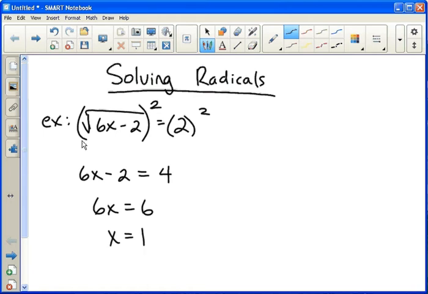Now one thing you want to do is make sure your answer works, because you cannot take the square root of negative numbers. So it's good to double check. Take this x equals 1, and I'm going to plug it back in the square root part. And I get 6 minus 2, which is 4, so that's all good. No problem. You just want to make sure you don't get a negative when you plug it back in. So our answer is x equals 1.